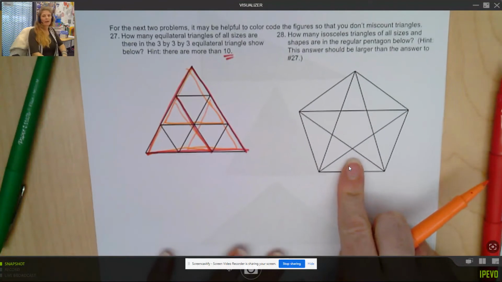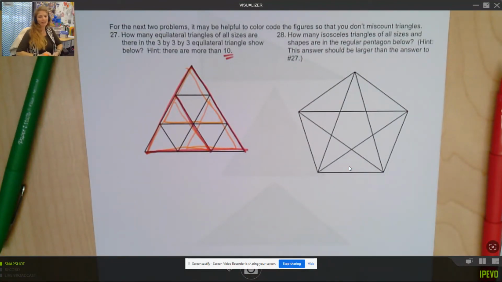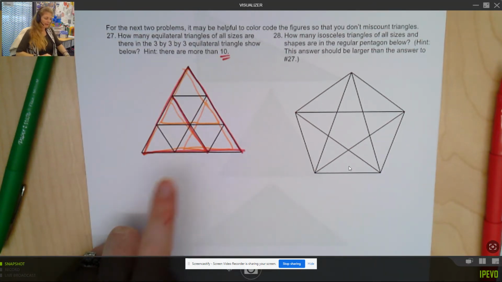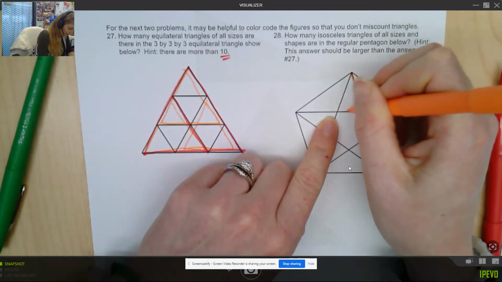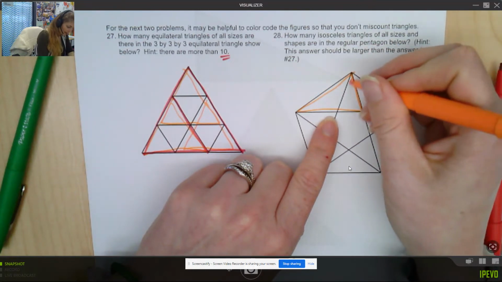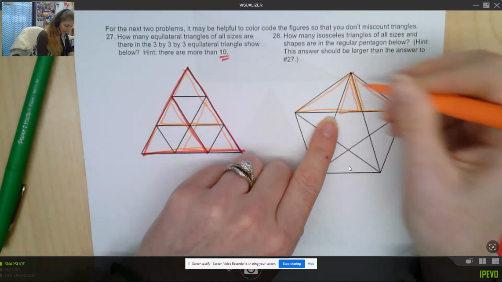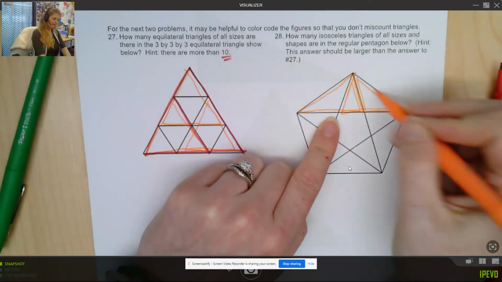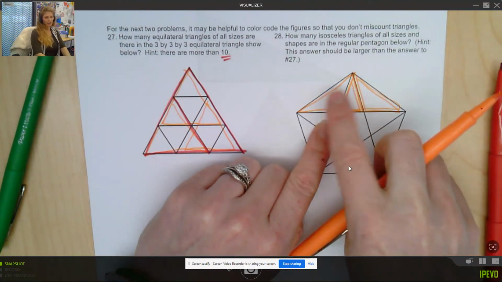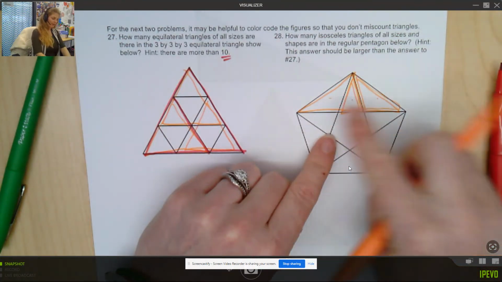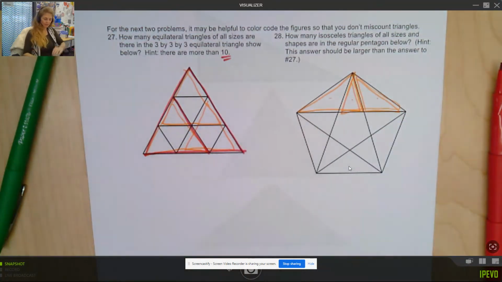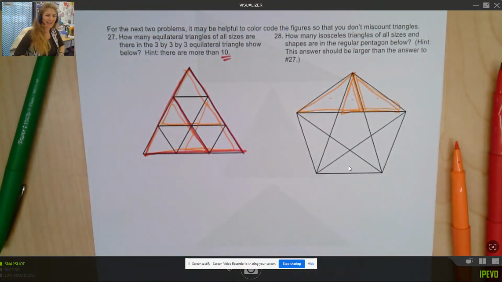And then over here, I want to know how many isosceles triangles of all sizes and shapes are in the regular pentagon below. And I'll let you know it's more than you see in number 27. There's a lot of different ones we can look at. For example, we have this one, we have this one, we have this one. So there's a lot of them. Oh, we have this one over here. So just in this little 1, 2, 3 triangles, I can make 1, 2, 3, 4, 5. Oh, and then 6. I can make 6 just here. So go ahead, pause the video, spend some time counting, and we'll check in to see how many you could find.